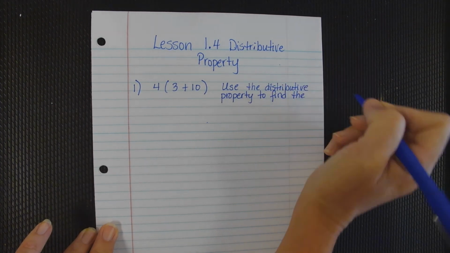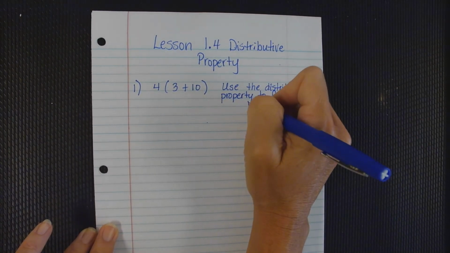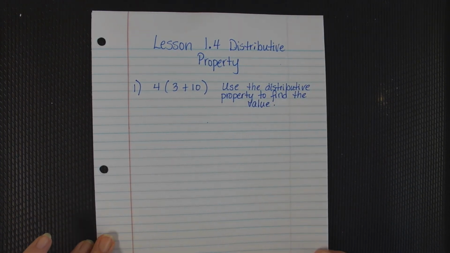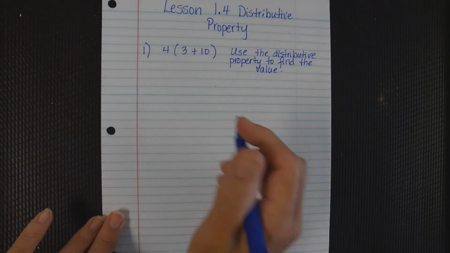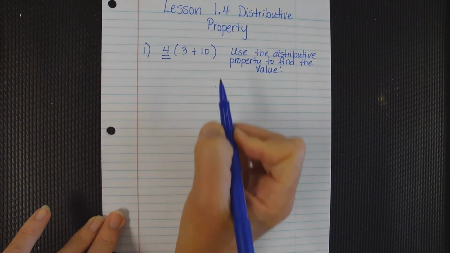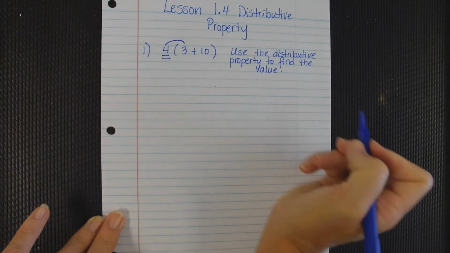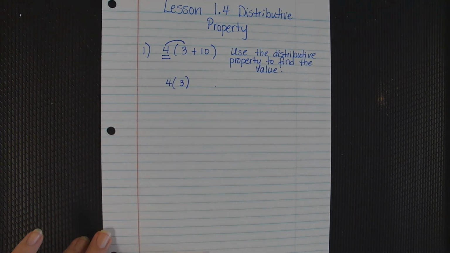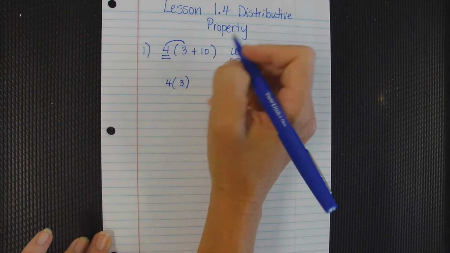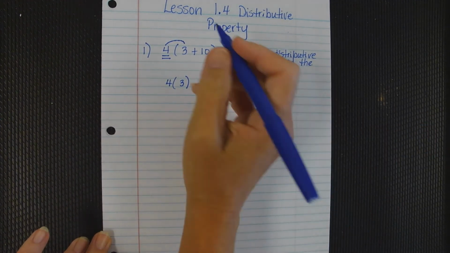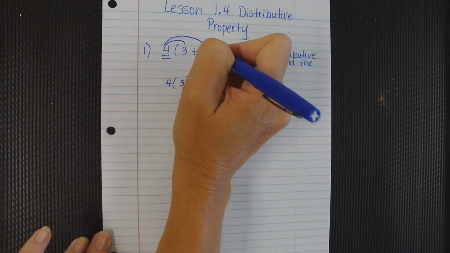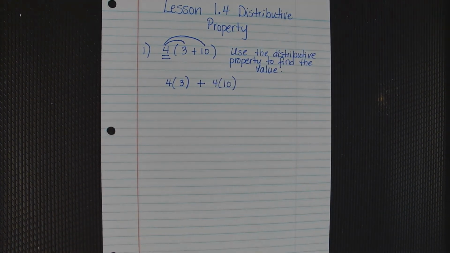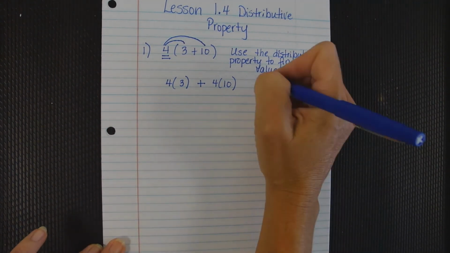So the directions are going to be use the distributive property to find the value. I want you to watch what I'm going to do. I want to see this in your notes. I am going to distribute this number 4. So therefore, I'm going to go 4 times 3. And then I'm going to say 4 times 10. And now you just do the math.